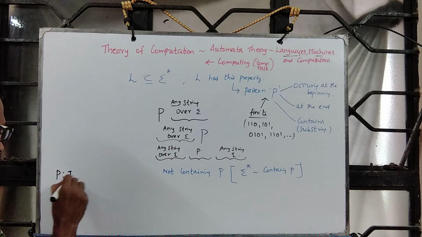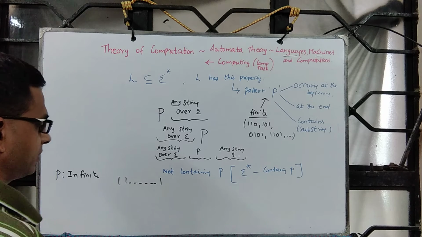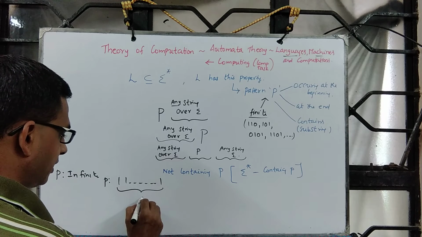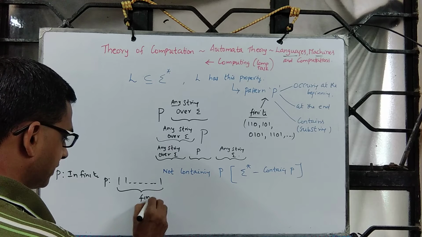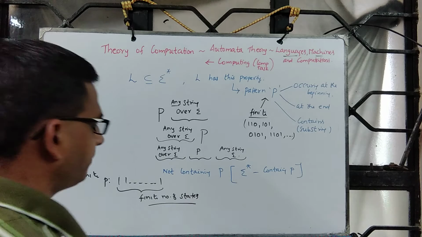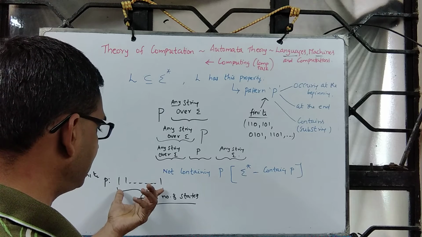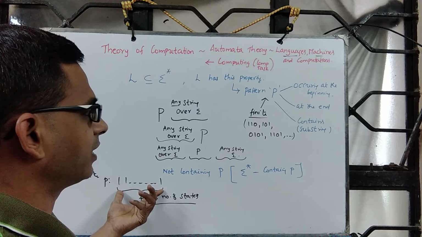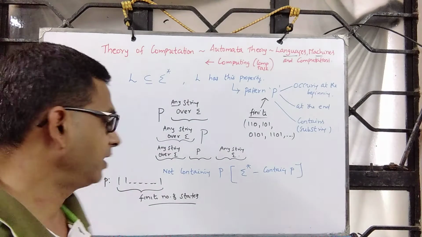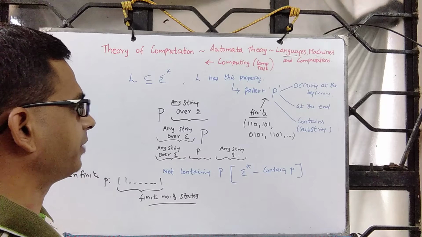Suppose P is infinite, for example you say it contains 1111 something like this. Suppose the pattern is this. Now how do you design an automaton using a finite number of states? With a finite number of states you won't be able to recognize or accept an infinite pattern, correct? Because the notion of infiniteness is not well defined, right? And how many ones are here, that's not defined properly.